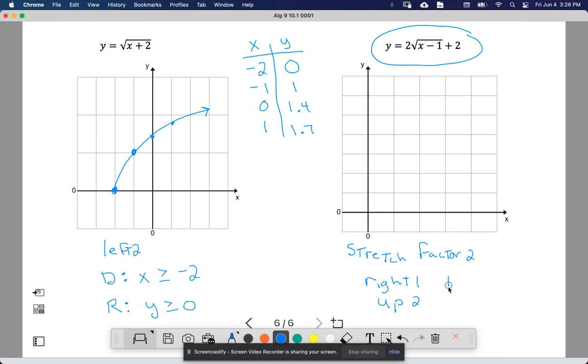What you're going to see is that the domain has a relationship here. So our domain is going to be x has to be, now, if we moved it to the right one, greater than or equal to 1. And our range, considering we moved it up, has to be greater than or equal to 2.